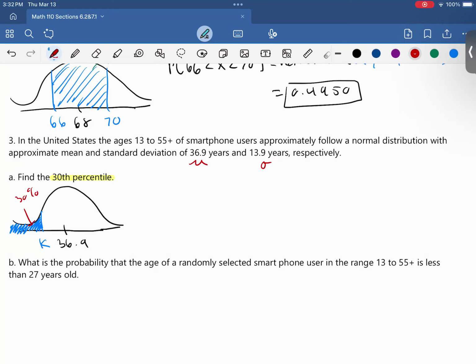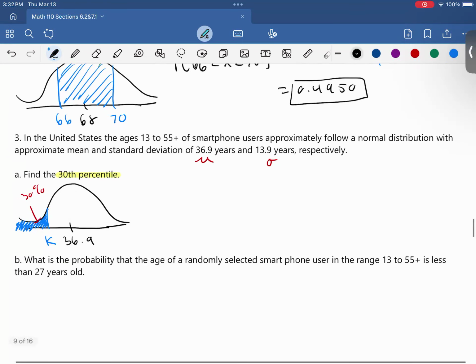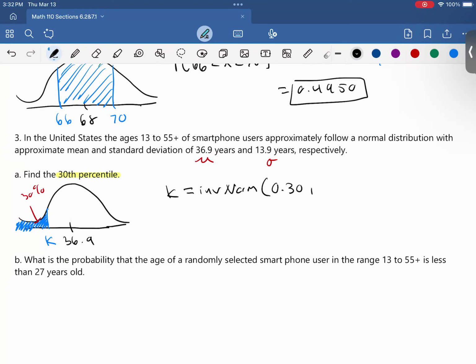So when we're trying to find a cutoff value, what I need to do is use inverse norm. So what I would have set up here is K equals inverse norm. And I'm looking at the 30th percentile, so it's going to be 0.30. My mean is still 36.9, and my standard deviation is still 13.9. Okay, so that's my setup.